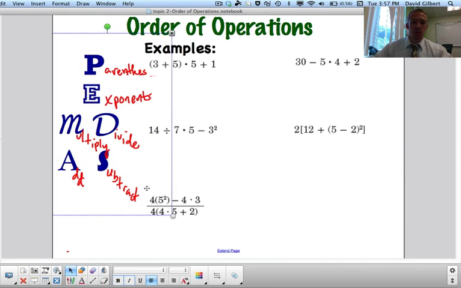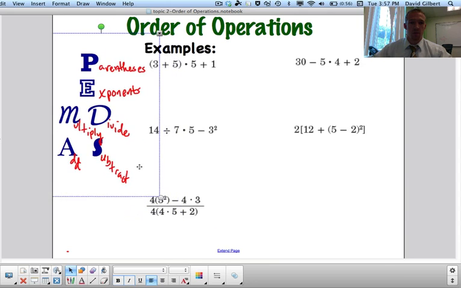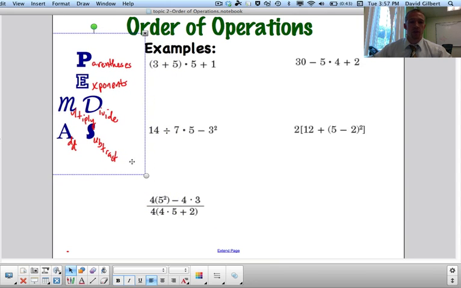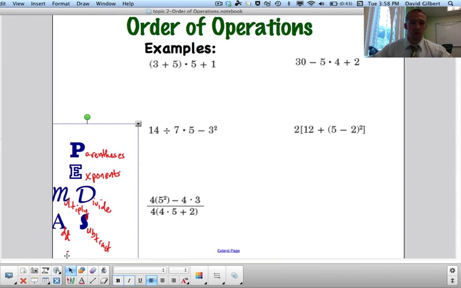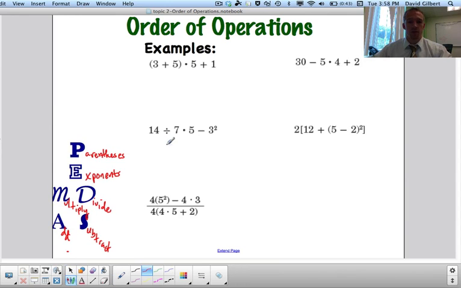Alright, so you may need to pause it or whatever to write those down. You should copy these down, what the acronym stands for. We'll save that over there for us. Alright, so now let's do some problems here. It just stands for the order of operations here, parentheses first, then exponents, then multiply, divide, then addition and subtraction.